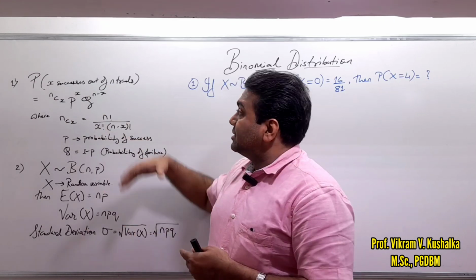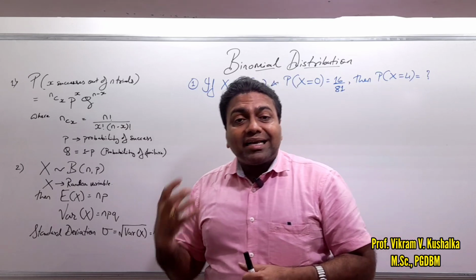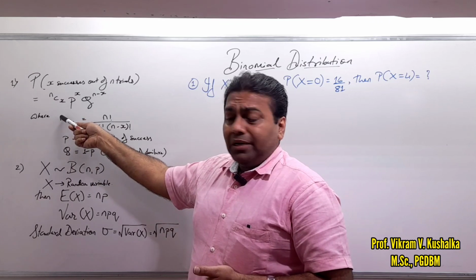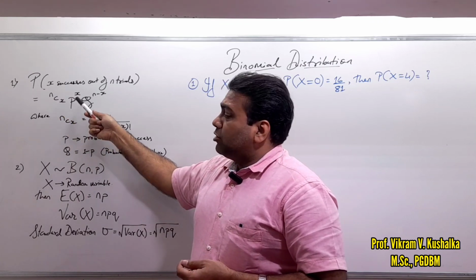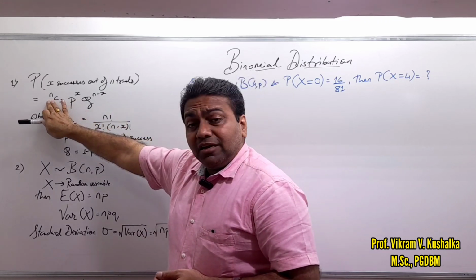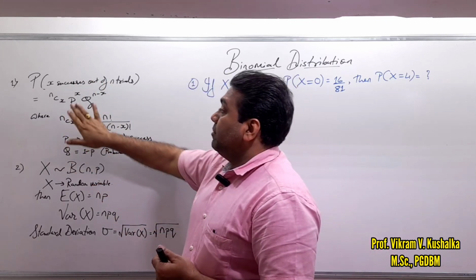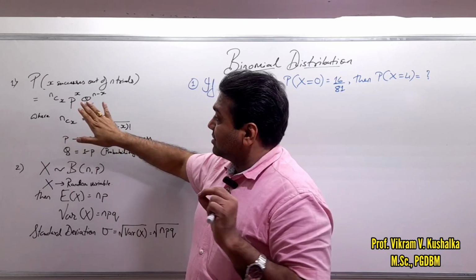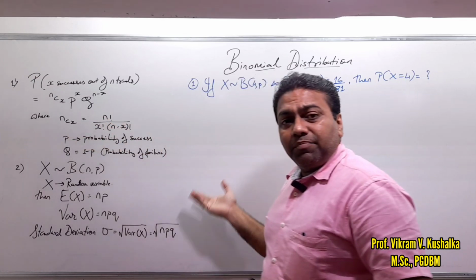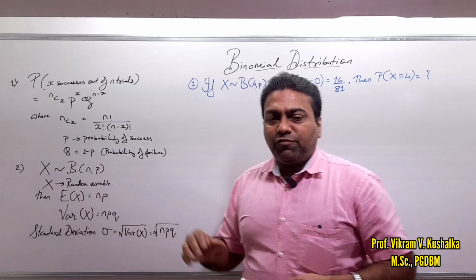We did Bernoulli trials, now we are talking about N trials. So if I want to find out the probability of X number of successes in N trials, the formula is quite simple: NCX P to the power of X Q to the power of N minus X, where N is the number of trials, X is the number of successes that is expected, P is the probability of success, Q is the probability of failure. And you know what NCX is? We've done it in permutation and combination. NCX is n factorial over x factorial into n minus x factorial, correct?